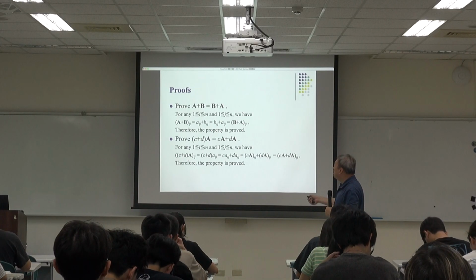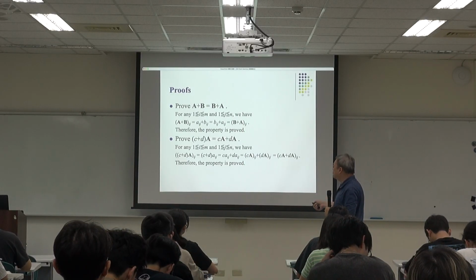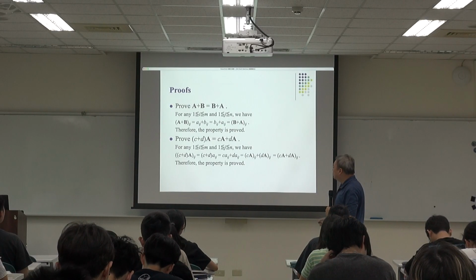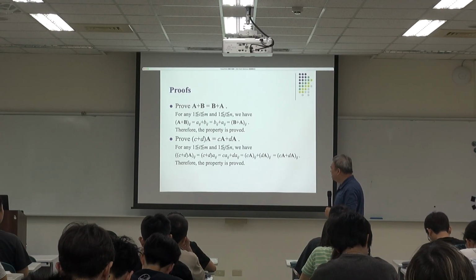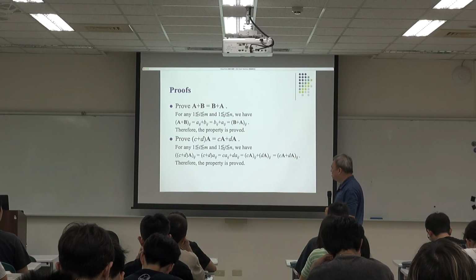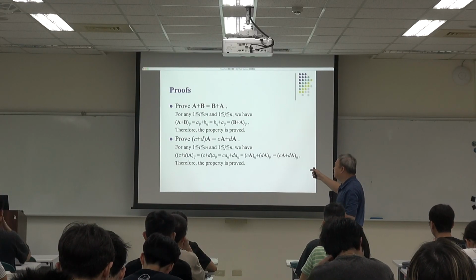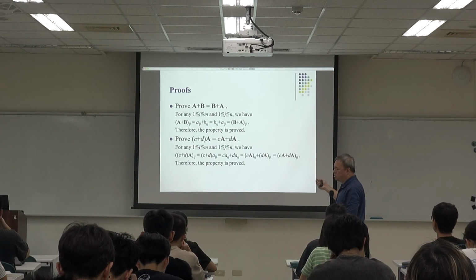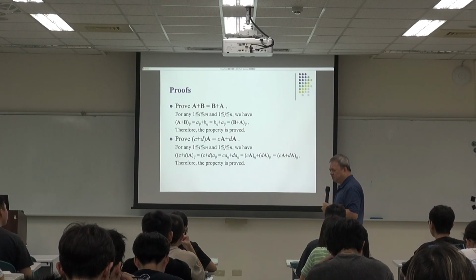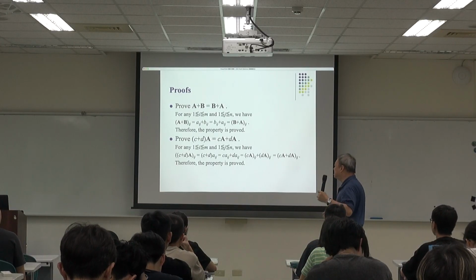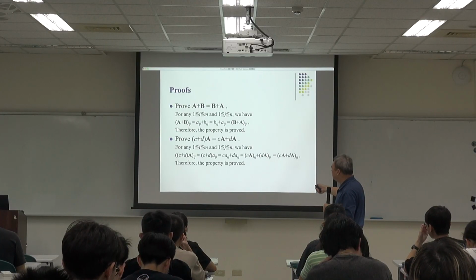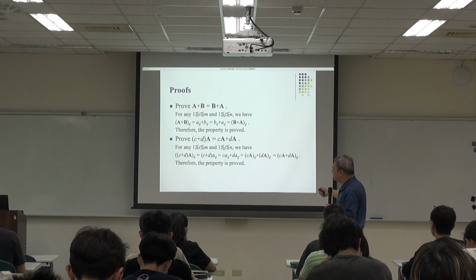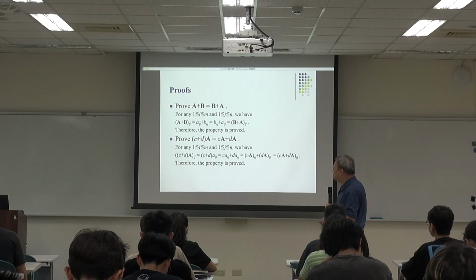For example, for A plus B equals B plus A, obviously, consider the ith row, jth column in A plus B. It will be Aij plus Bij. In basic addition, obviously it will be the same as Bij plus Aij. So it will be equivalent to (B plus A) ij. So this can be proved easily.